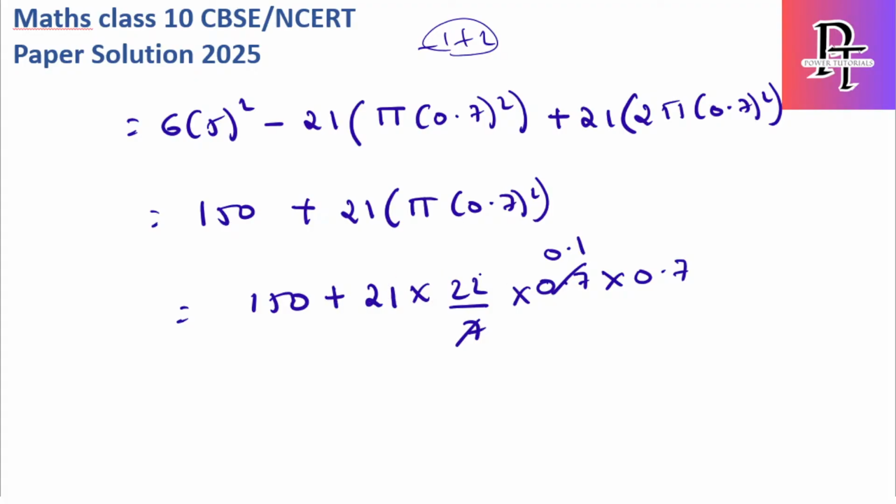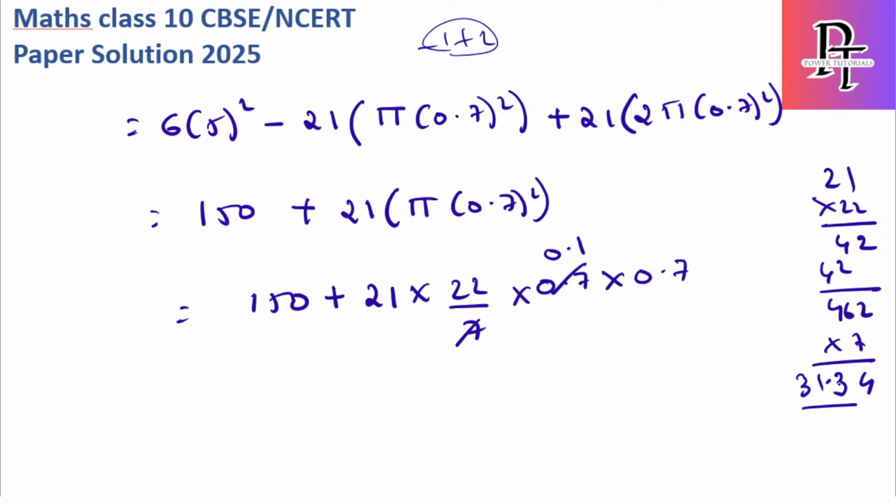So I have to do 21 into 22, and then change this. First I'll do 21 into 22. 2 2s are 4, 2 1s are 2, 2 2s are 4, I'll get 462. And if I multiply this by 0.1 into 7 and with 2 decimals, it is 30.34. So this value is 150 plus 31.34. So approximately the final answer is 181.34.